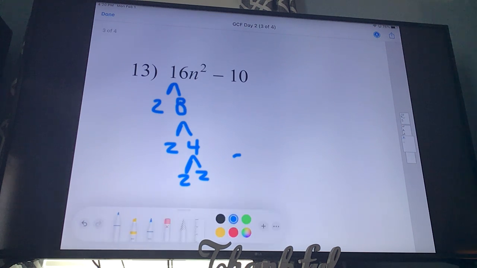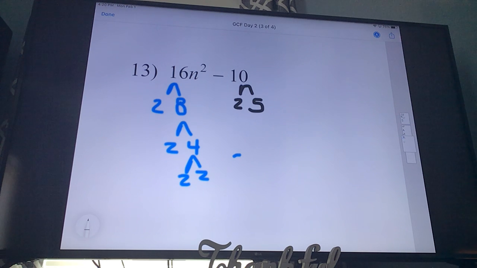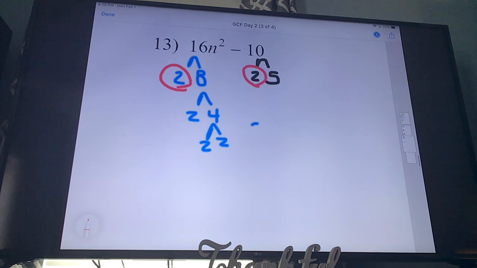And then what about the 10? Well, 10 divided by 2 is 5, and that's it. So I'm going to go through here, and we need to see what our matches are. Well, I got a 2 and a 2, and I have a 5 here, and there's no 5s here, so I can't do that. So the biggest number that's going to go on the outside, where we draw our parentheses, is going to be a 2.